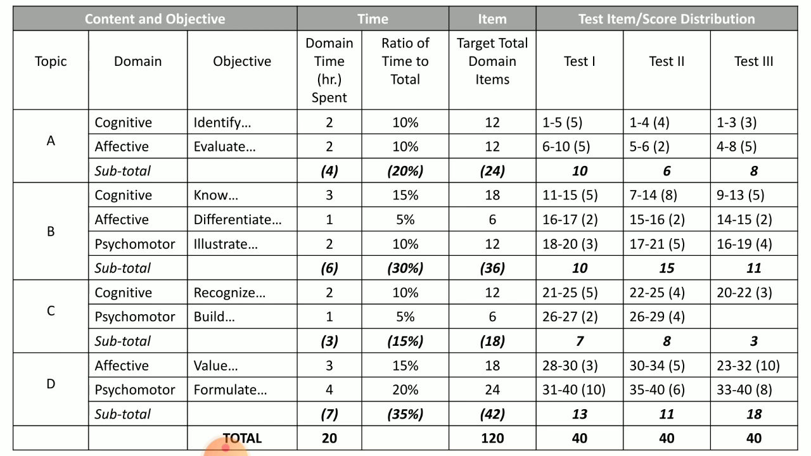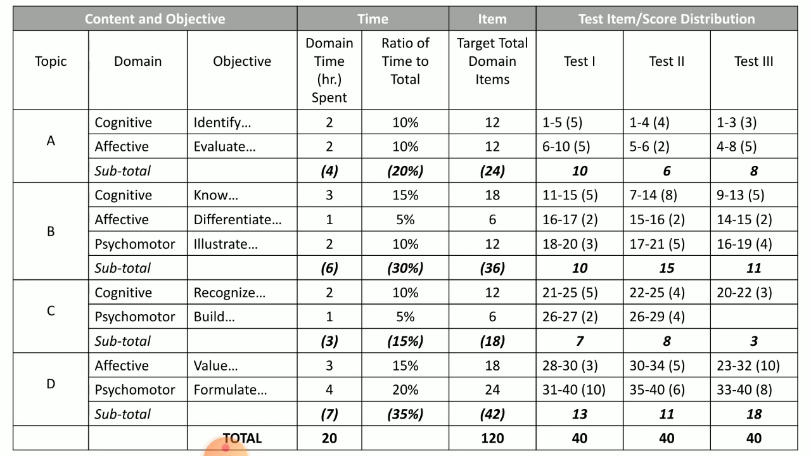And then we have the objective. For example, topic A, you have cognitive domain. So in here, your objective can start with identify. For example, identify the parts of the microscope. So that will fall under cognitive. Then we have affective. So your objective can start with evaluate. For example, evaluate a situation whether it is morally upright or not, something like that, and so forth.